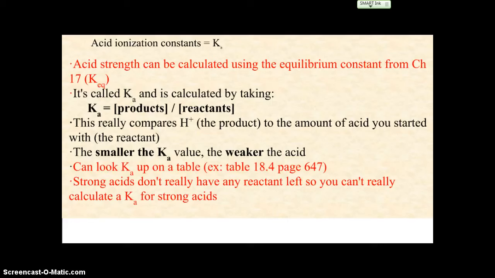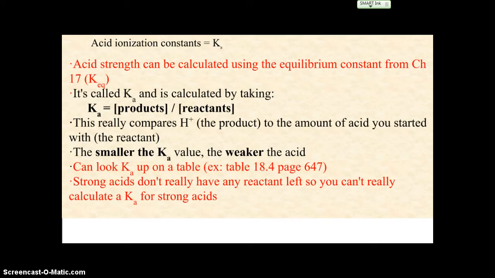So just like in chapter 17 when we looked at equilibrium constants, we could do the same thing with weak acids. A weak acid can have an equilibrium constant calculated by comparing the concentration of the products to the concentration of the reactants. And instead of calling it KEQ, we call it Ka to signify it's the equilibrium constant of an acid. Since the product is hydrogen ion and then some anion, and the reactant is the amount of acid you started with, what you're really comparing is how much free hydrogen ion there is compared to the original acid.